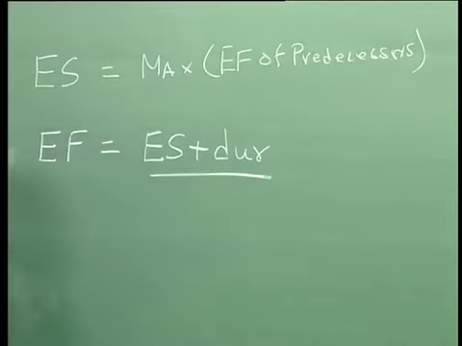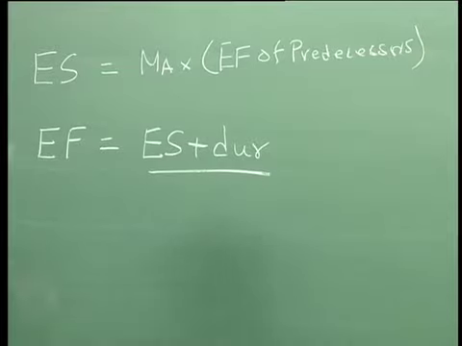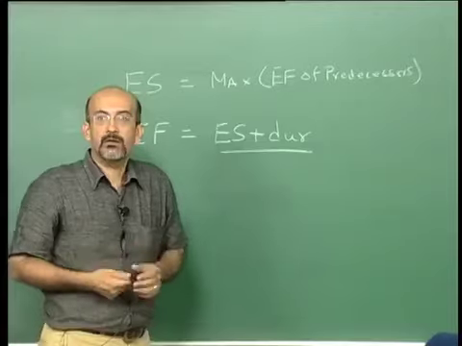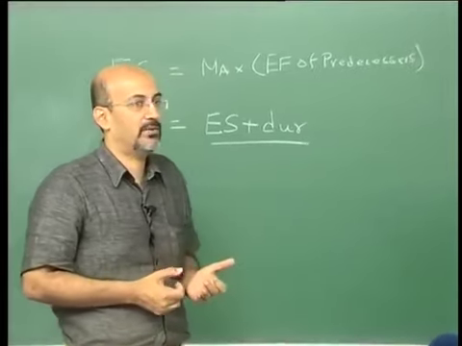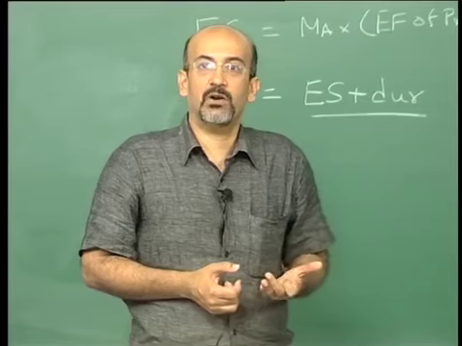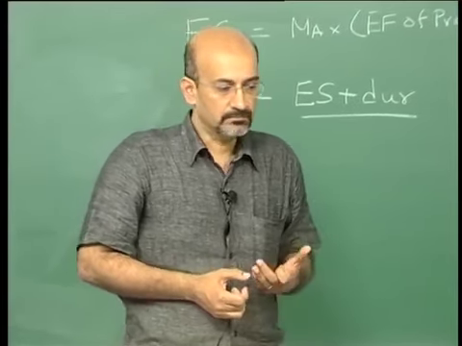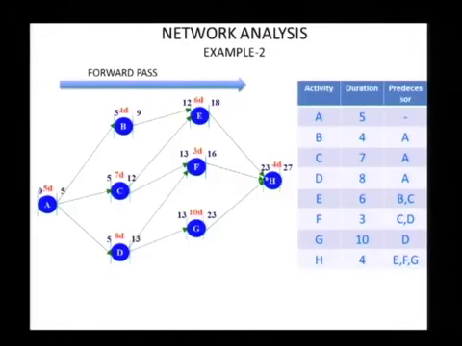Okay, so this is the logic you are applying to calculate this, and the only place the logic gets tricky is when you have to find out what is my maximum of predecessors, and when you get a complicated network, have I actually calculated all my predecessor parameters. Okay, now we move to the backward pass.